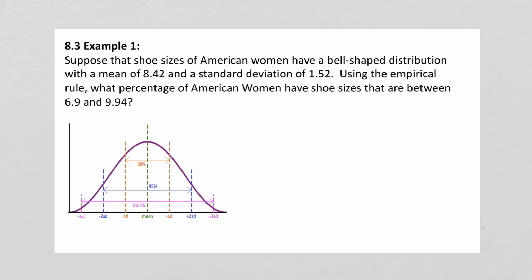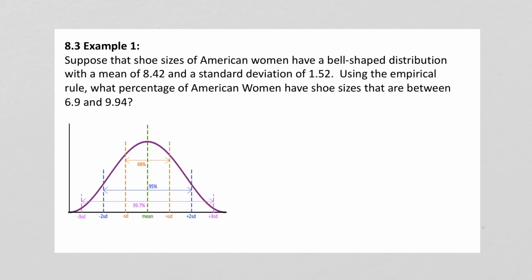The first one says, suppose that shoe sizes of American women have a bell-shaped distribution with a mean of 8.42 and a standard deviation of 1.52. Using the empirical rule, what percentage of American women have shoe sizes that are between 6.9 and 9.94? And I'll make sure that you have some of these empirical rule graphs on our website for your use, so you can print them out and write on them if you'd like.